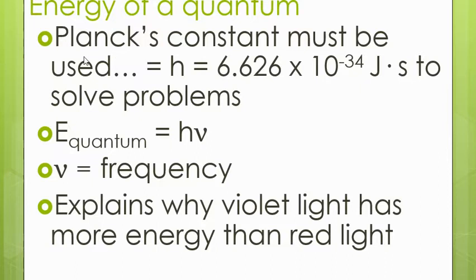We also have something called a quantum of light, or a photon of light, and when we solve problems for photons of light, we have to use something called Planck's constant. This is Planck's constant here. It's 6.626 times 10 to the negative 34 joule seconds, and we have to use that to solve our problem. The energy in a quantum or photon of light is equal to Planck's constant times the frequency. And again, frequency has to be in hertz or 1/seconds. At some point, I believe, we solve a problem and show you why violet light has more energy than red light, because it's more frequent.